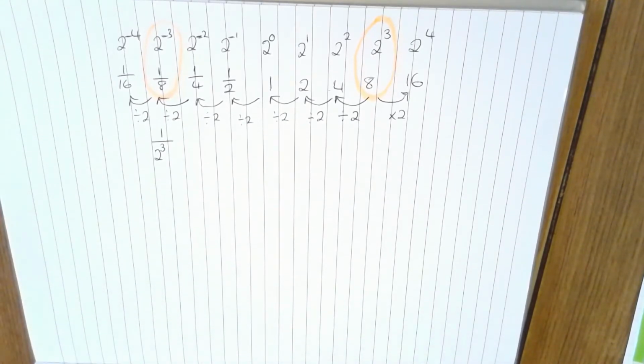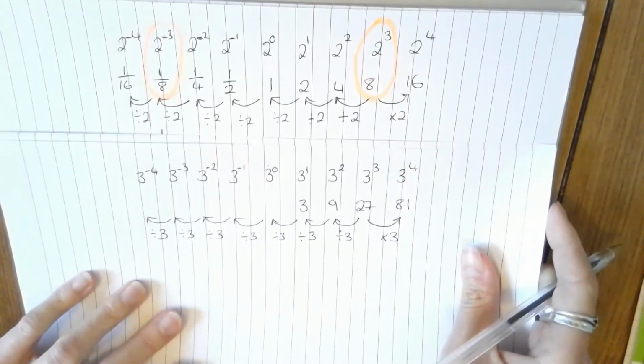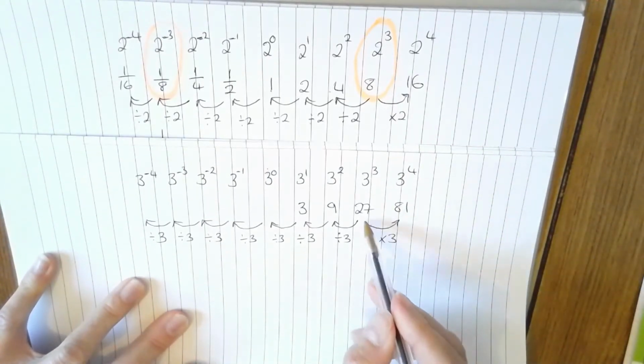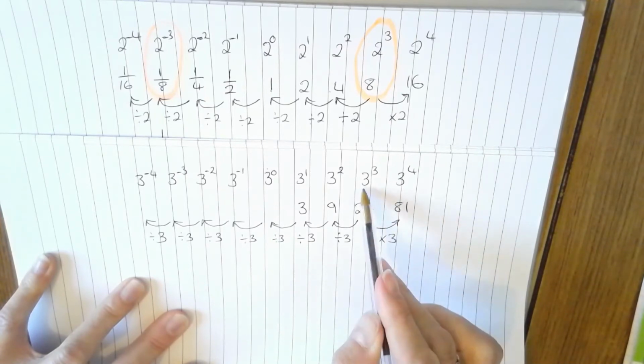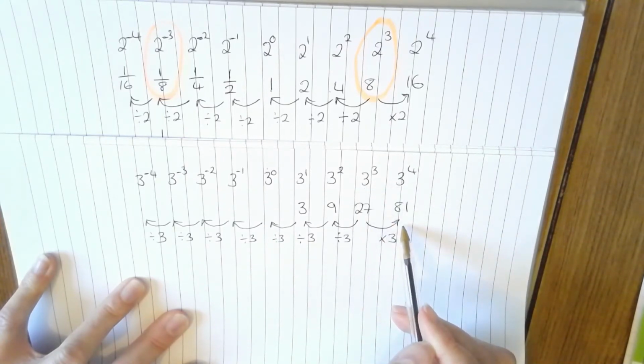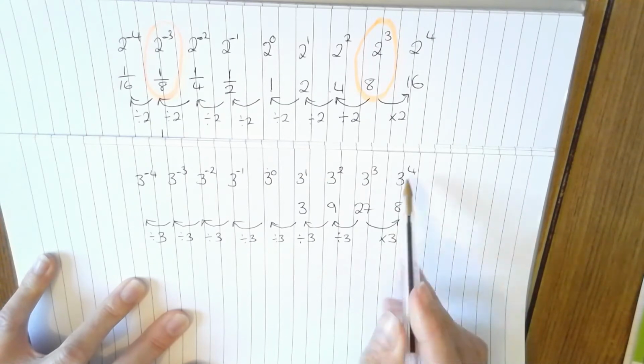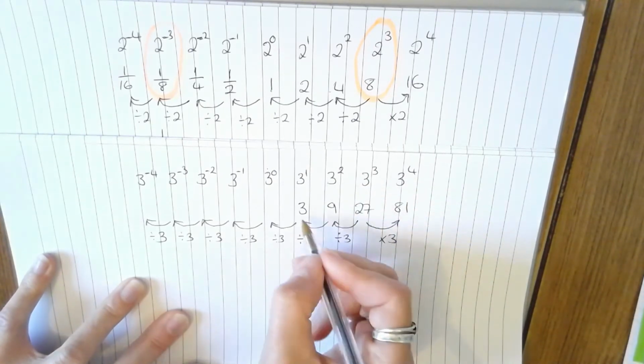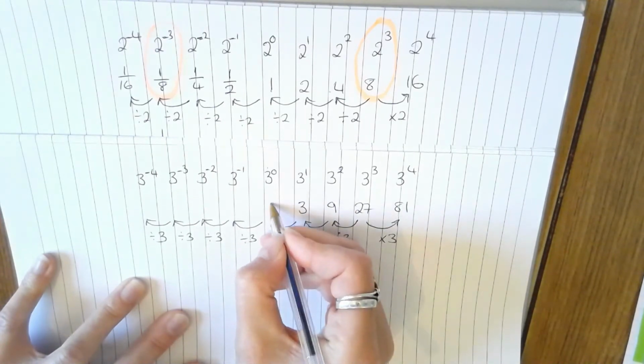Similarly, we can do the same for powers of 3. So just to compare, each time we go up the sequence, as the base is 3, we multiply by 3. So each time we increase the power. Each time we decrease the power, logically we divide by 3. So when we get to here, 3 divided by 3 is 1.